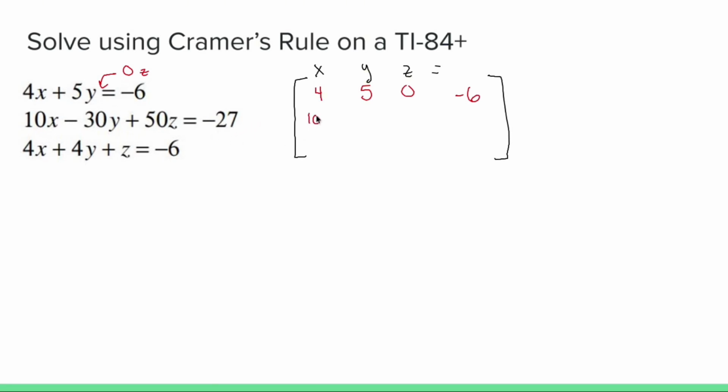Now your 10x, your negative 30y, your 50z, equal to negative 27. This last row is 4, 4, invisible 1, negative 6. So 4, 4, invisible 1, negative 6. Now is the time where we run over to our calculator and do all the work that we need to do and pump out an answer. So let's go off and do that quick.